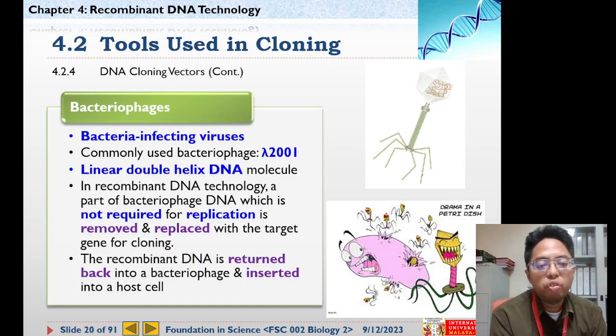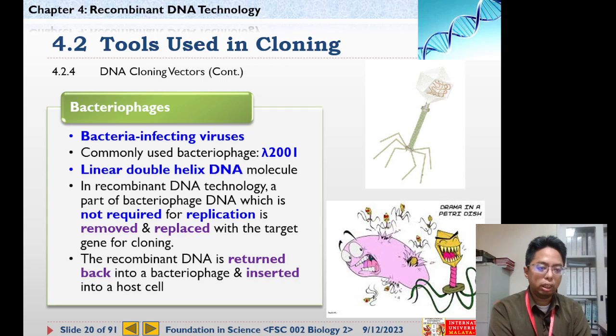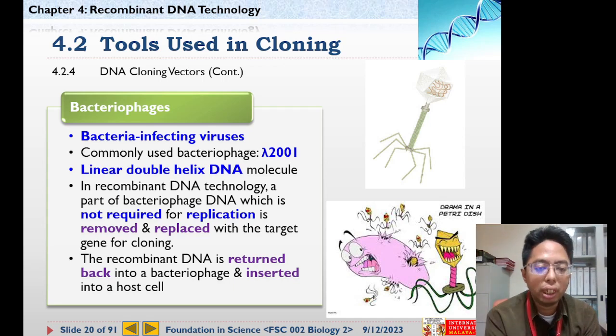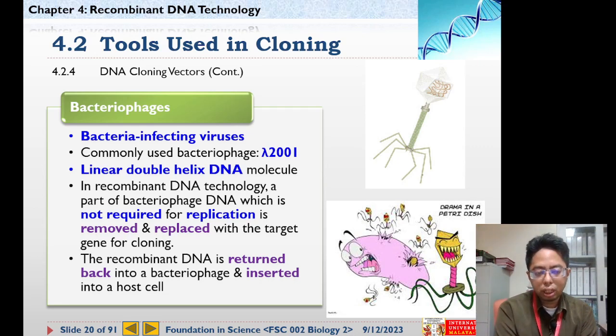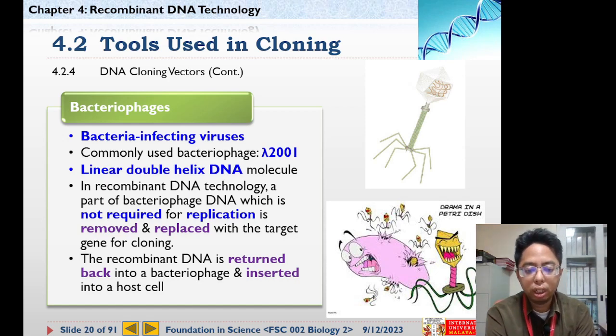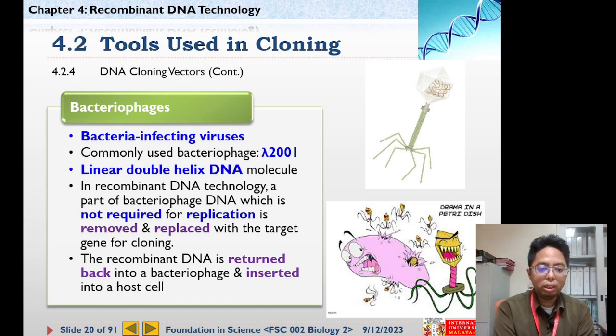Okay, the next one will be bacteriophages. These are actually viruses, but they only infect bacteria. For example, Lambda 2001. Within this bacteriophage, they actually have a linear double helix DNA molecule. In recombinant DNA technology, a part of the bacteriophage DNA not required for replication is removed and replaced with the target gene for cloning. And then you put that DNA back into the virus, and then this virus will infect the host cell with the recombinant DNA.